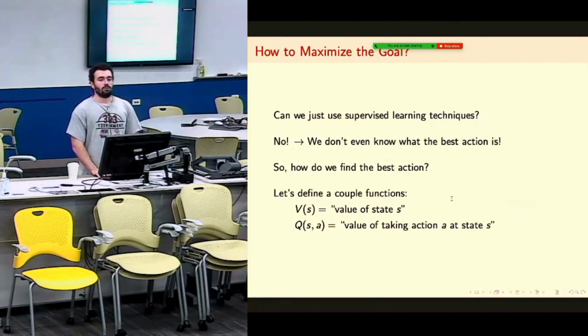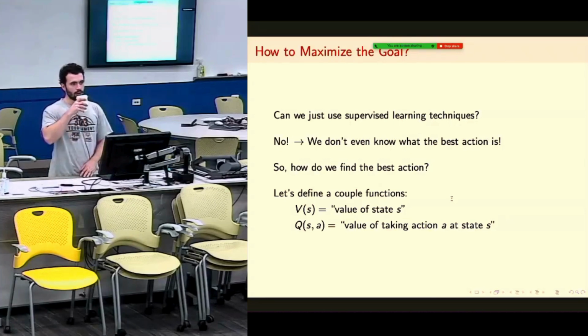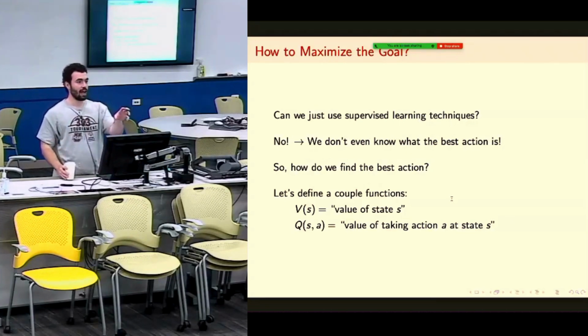If I know what the value of taking every single action I could possibly take from this state, what is the value of this state? So I'll give you an example. Okay, this is a really good option. So is it the average? So let's think about it.